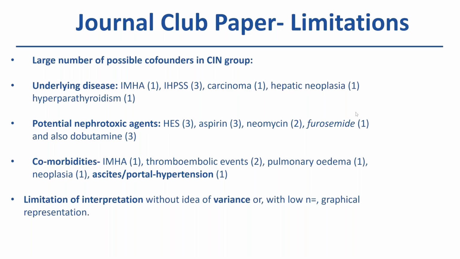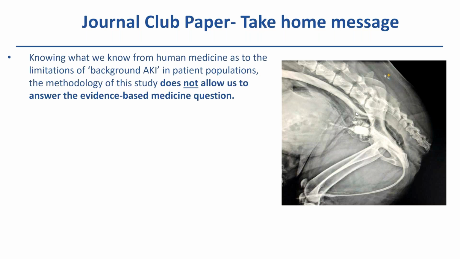And then, the limitations as we come to, without an idea of the variance between the two, without graphical representation. So I guess the take-home message from this study is, knowing what we know from the background incidence of AKI in human medicine, the methodology of the study doesn't allow us to answer that evidence-based medicine question, doesn't allow us to say what is the incidence in this population.